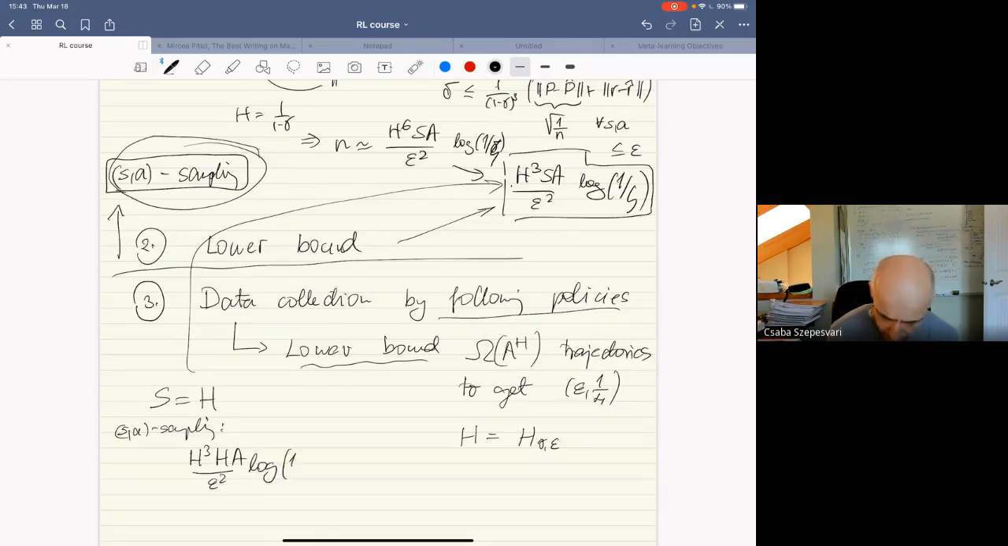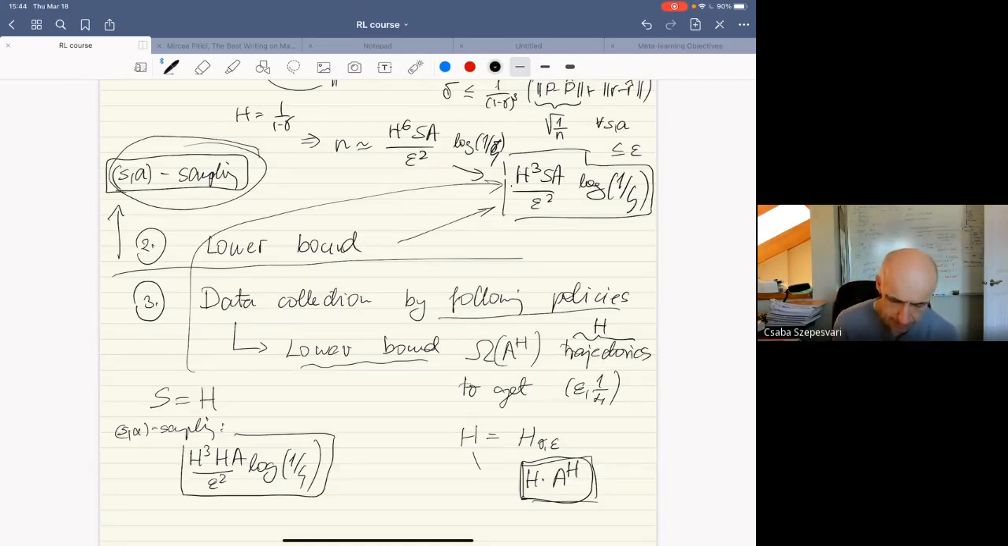After this many samples, with high probability, so here the total number of samples, by the way, is going to be H times A to the H, because each trajectory, I didn't say that, is going to be of length H. And here with SA sampling, you need this many samples. So this is clearly polynomial in all the relevant quantities, and this is exponential in H.